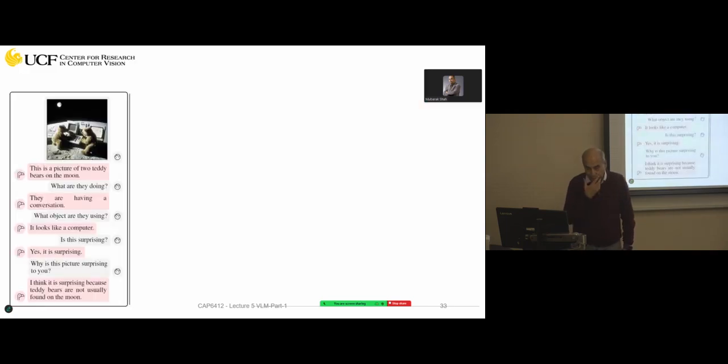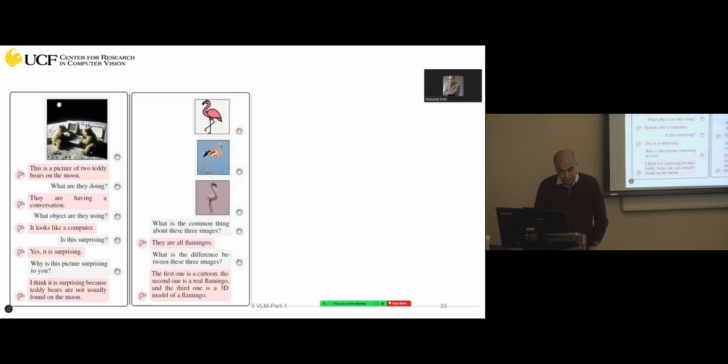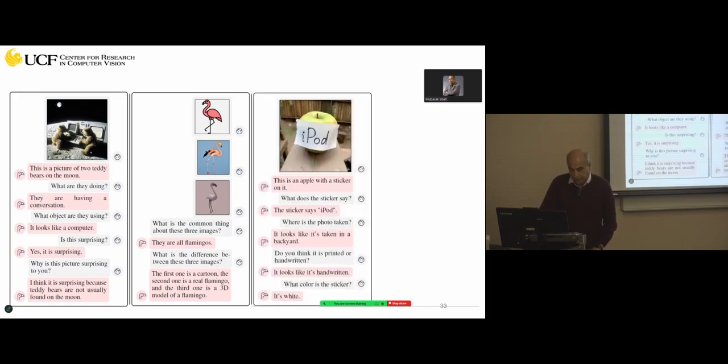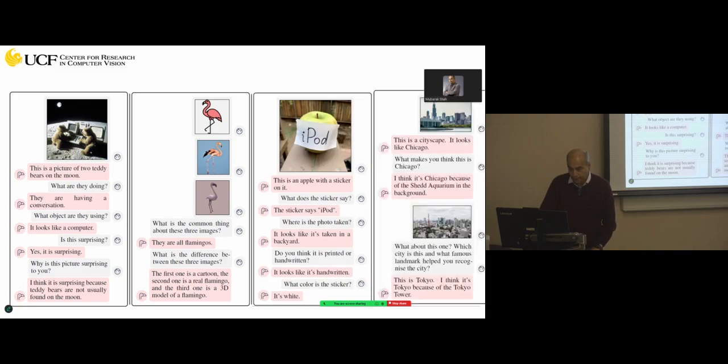So then you can do a conversation. This is a picture of two teddy bears on the moon. What are they doing? They are having a conversation. What objects are they using? It looks like a computer and all this. Then what is the common thing about these three images? You can put any number of images, and that's why they are able to put in video. Video is a series of images you can put in. And what's the difference between these three images? You can answer this also, and things like that. Okay?